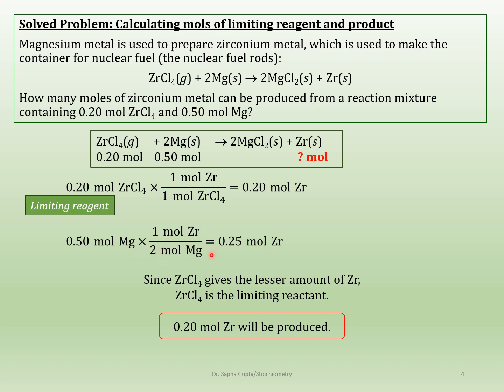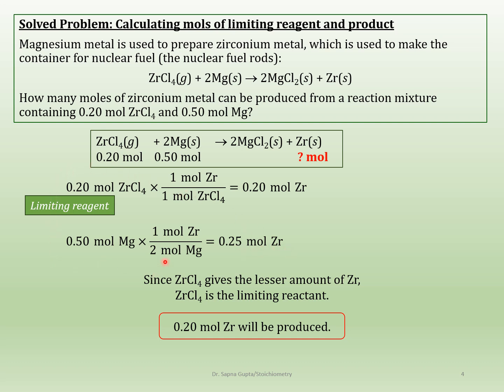So now magnesium goes down here, zirconium is up here because you're calculating for zirconium. So now 0.5 divided by 2 gives you 0.25 moles. So now you look at both of these. If you were to use 0.2 moles of zirconium chloride, you will get 0.2 moles of zirconium. If you were to use 0.50 moles of magnesium, you will get 0.25 moles of zirconium.